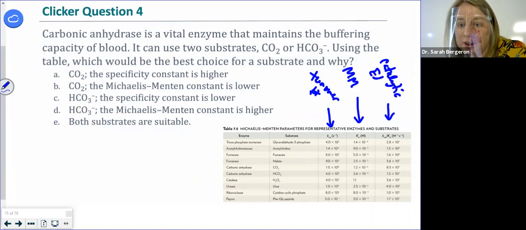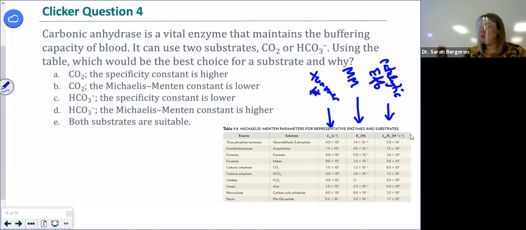Catalytic efficiency. All right. I want you to tell me what is the best substrate for this enzyme and why. Don't answer right away. Think about it and then talk to the people around you.